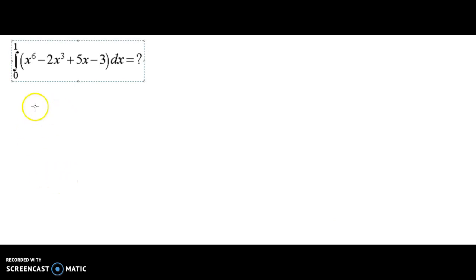Alright, so what I'm going to do now is we'll be looking at a longer definite integral equation and seeing how that pans out with our first theorem of calculus. So we have the question of the integral from 0 to 1 of x to the 6th power minus 2x cubed plus 5x minus 3. So what we're first going to have to do is first antiderive this entire equation and set it from 0 to 1.